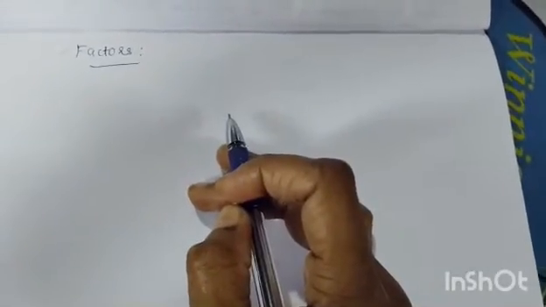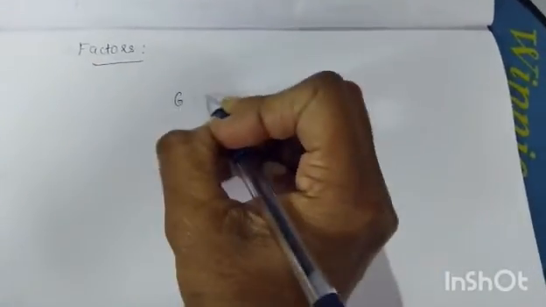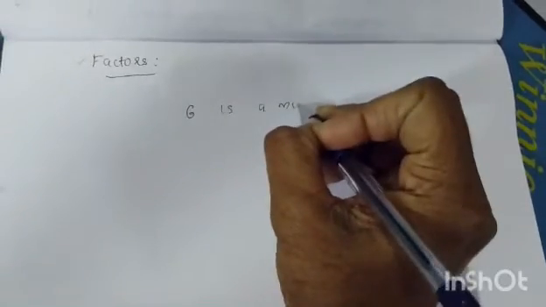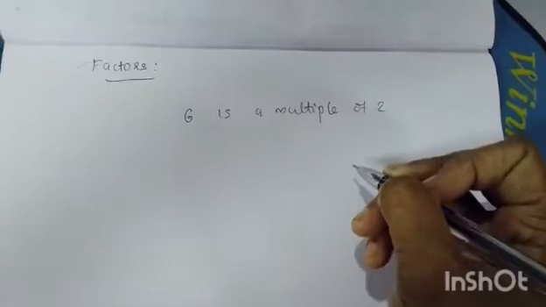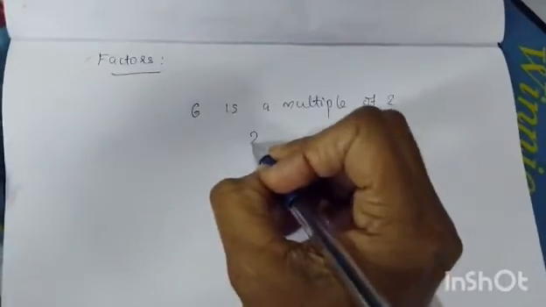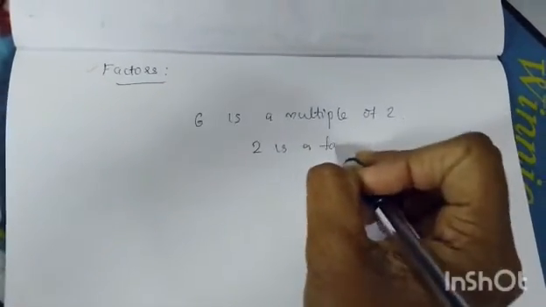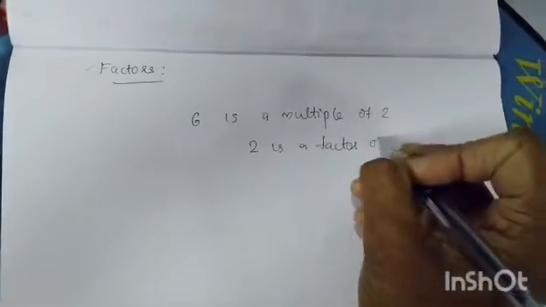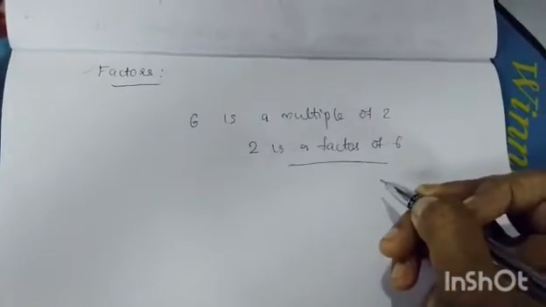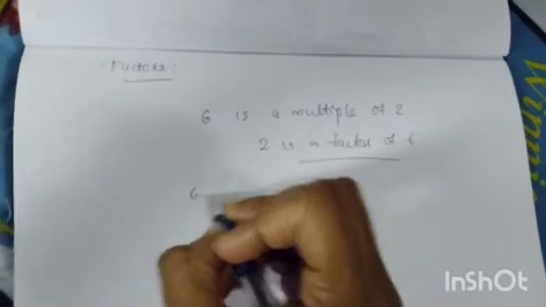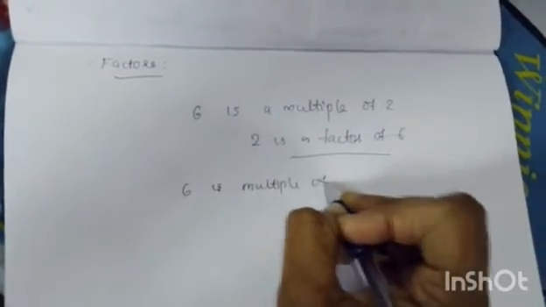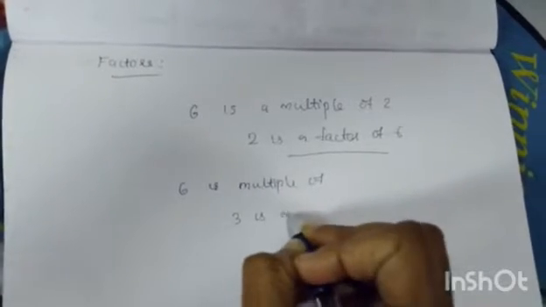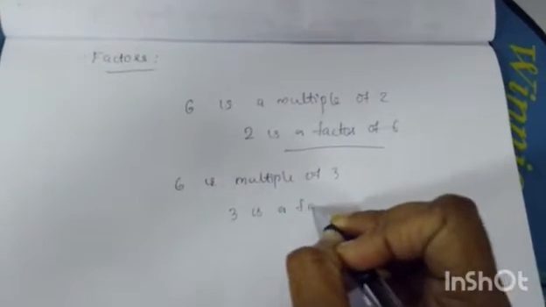Next we are discussing factors. We can say 6 is a multiple of 2. A number 6 is a multiple of 2. Or in another way we can say 2 is a factor of 6. 2 is a factor of 6. Similarly, 6 is a multiple of 3, or 3 is a factor of 6.